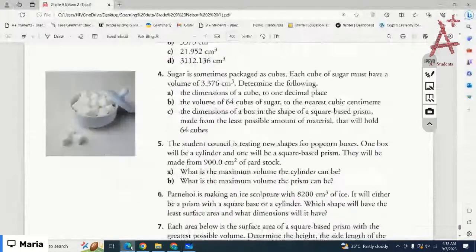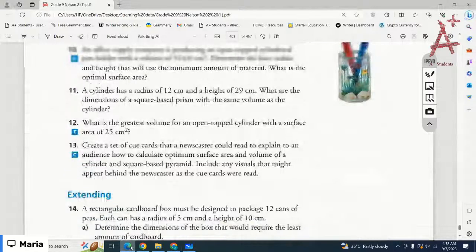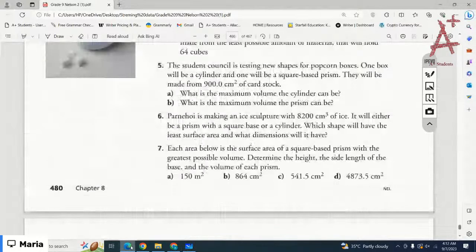Okay, let's just start with question number 6. Question number 6 is, Pernod is making an ice sculpture with 8200 centimeter cube of ice. It will either be a prism with a square base or a cylinder. Which shape will have the least surface area and what dimensions will it have? Okay, you are given the volume, that is 8200 centimeter cube.